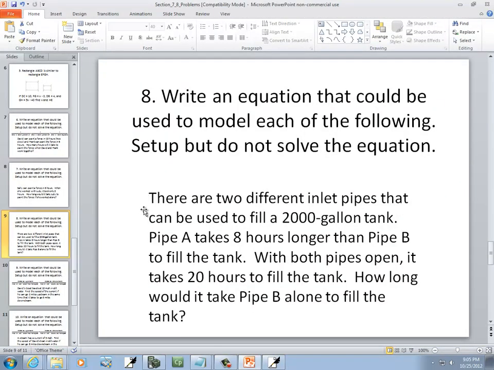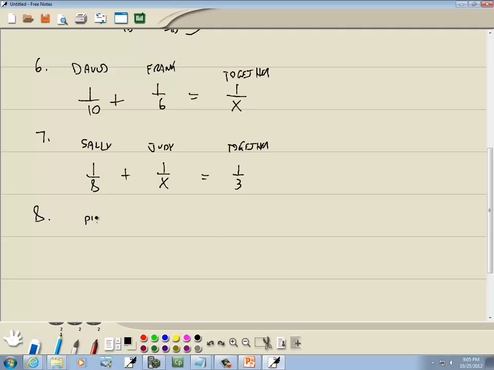Okay, another shared work problem. It says write an equation that could be used to model each of the following. Set up but do not solve the equation. There are two different inlet pipes that can be used to fill a 2,000-gallon tank. Pipe A takes 8 hours longer than Pipe B to fill a tank. With both pipes open, it takes 20 hours to fill a tank. How long would it take Pipe B alone to fill a tank? So we've got Pipe A, we've got Pipe B, and we got together.